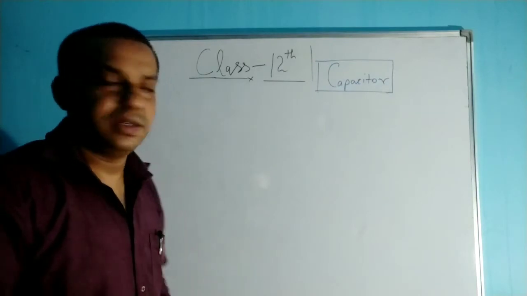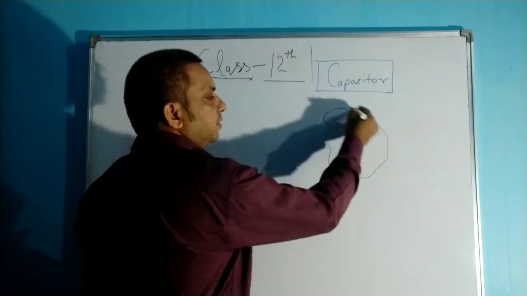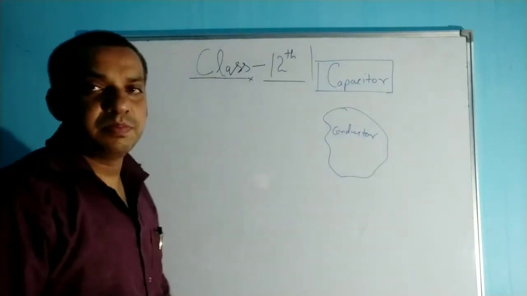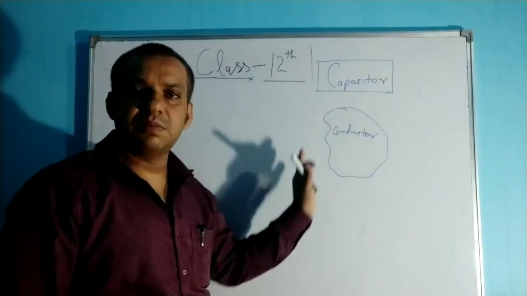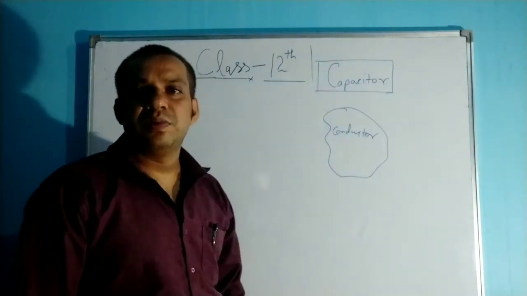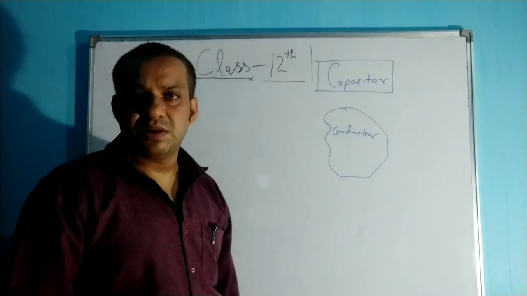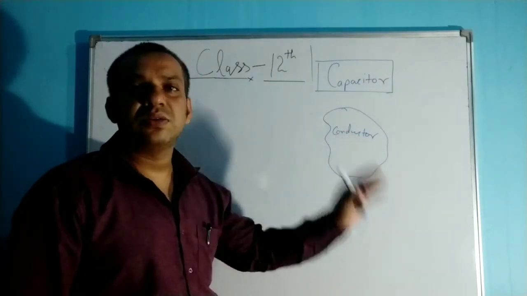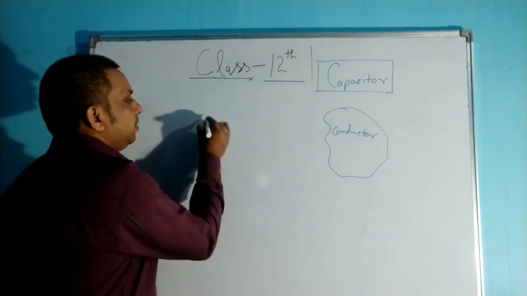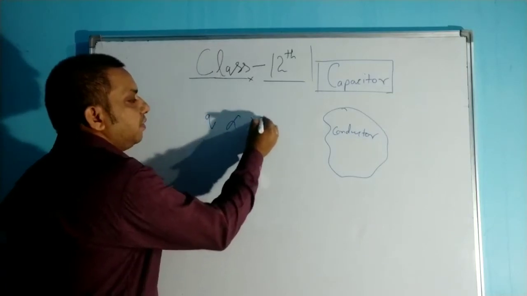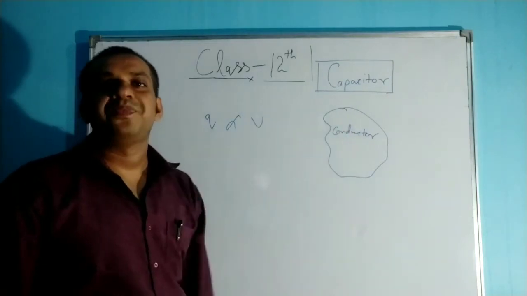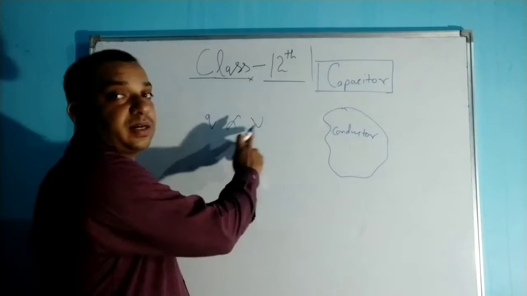So suppose we have a conductor, any kind of conductor, and we put a charge on this conductor, bringing the charge in an electric field. That work done is stored in the form of potential. So if you put charge on the conductor, you are increasing the potential of the conductor. That means Q is directly proportional to V. If you increase the charge on this conductor, automatically the potential of this conductor will increase.